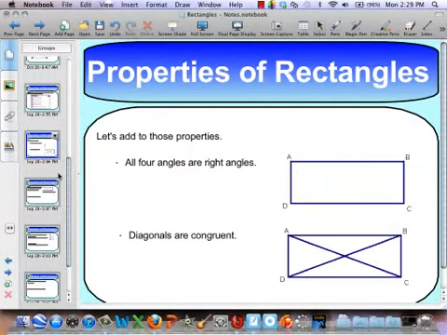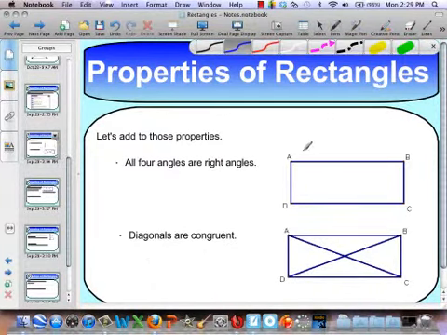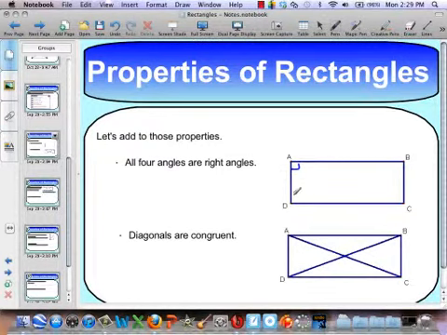Okay, let's go ahead and move on to here. So like I said, we're adding two more properties for being a rectangle. One is that it has 4 right angles. So that means all the angles in a rectangle are right angles. Okay, so that's something special about a rectangle. And the diagonals are congruent, so like we said, therefore AC is congruent to BD.